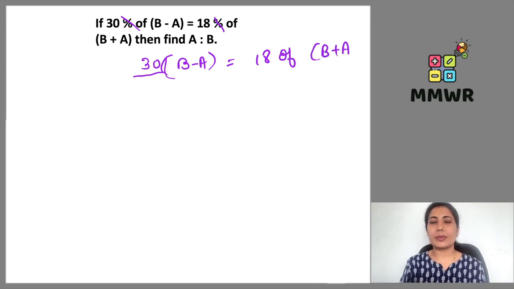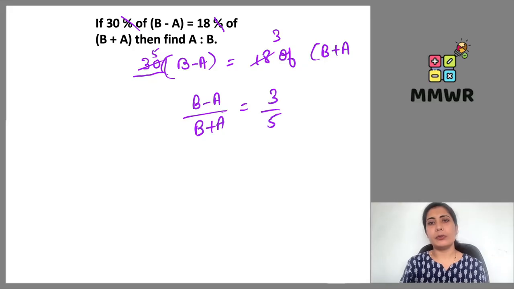Okay. Now 6 3s are 18, 6 5s are 30. So B minus A upon B plus A. We can easily get the ratio of B minus A, B plus A, which is 3 is to 5. Right? Now we can take the help of that ratio concept, numerator plus denominator we can do. Or we can form the equation from here. B minus A is 3, B plus A is 5.